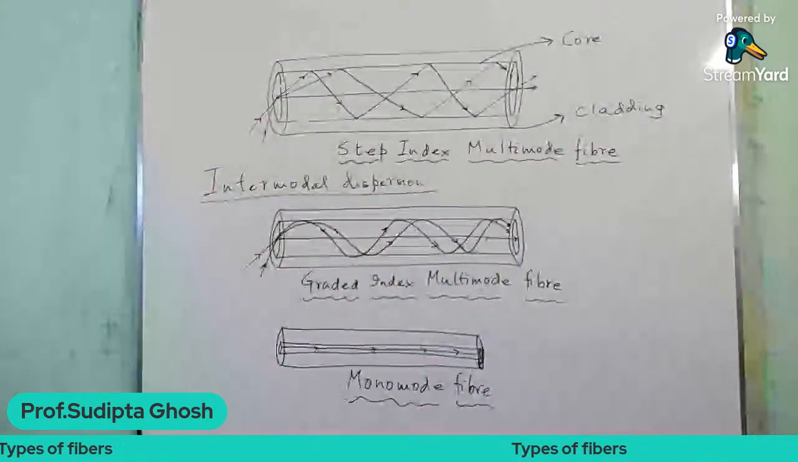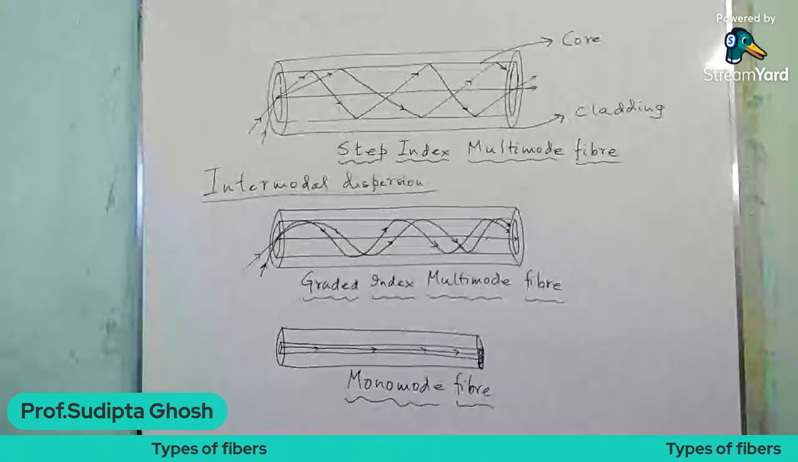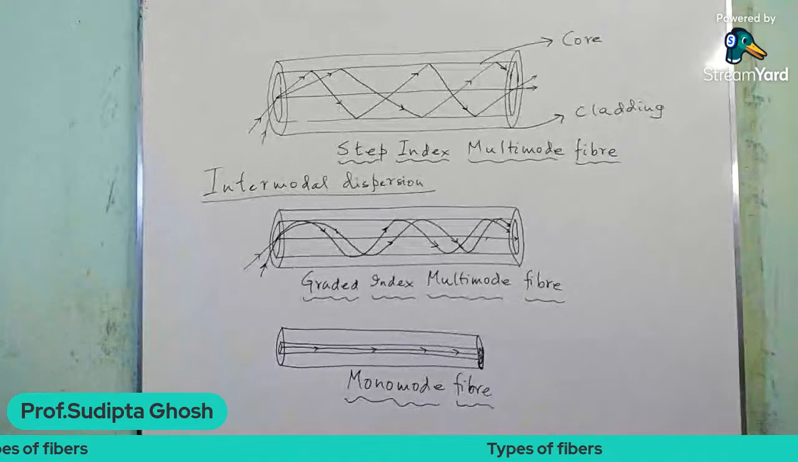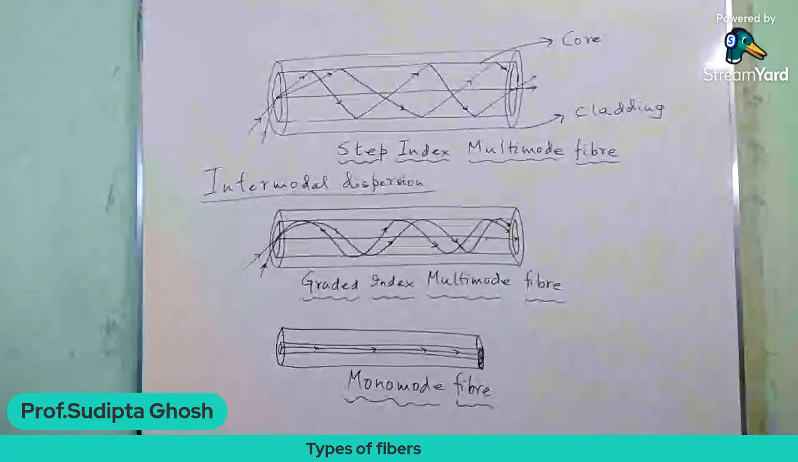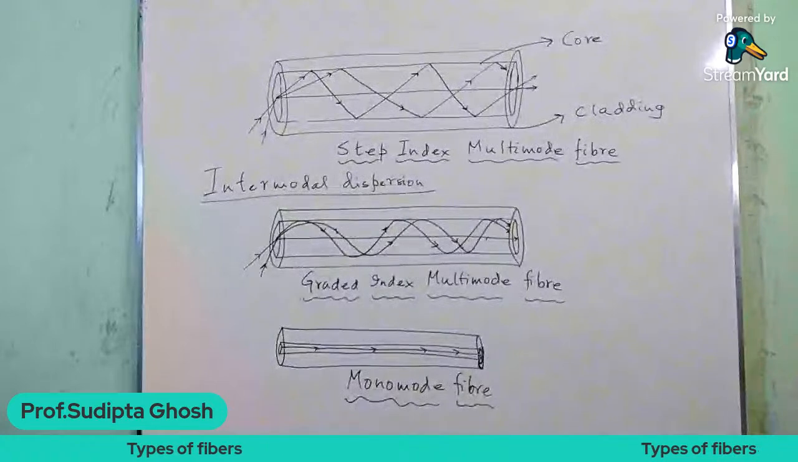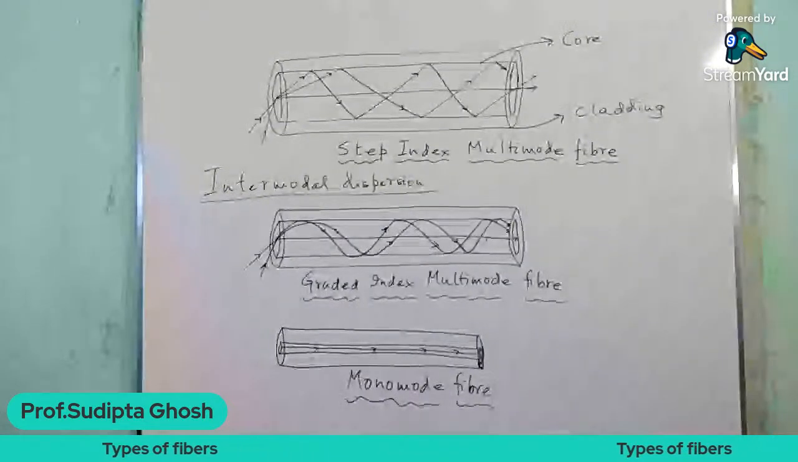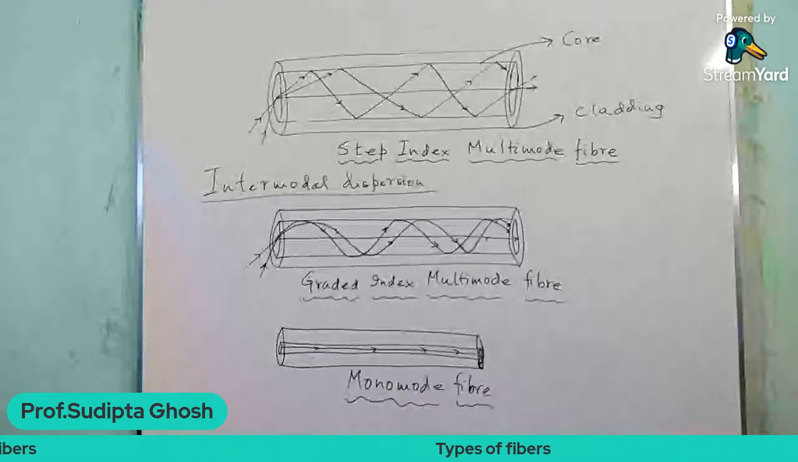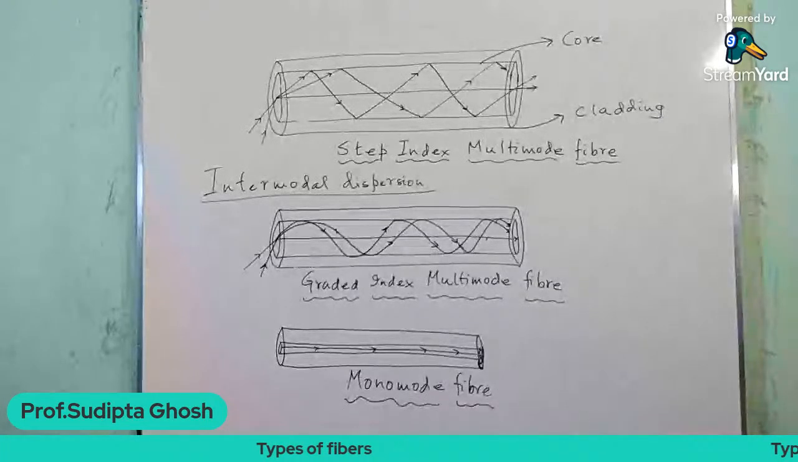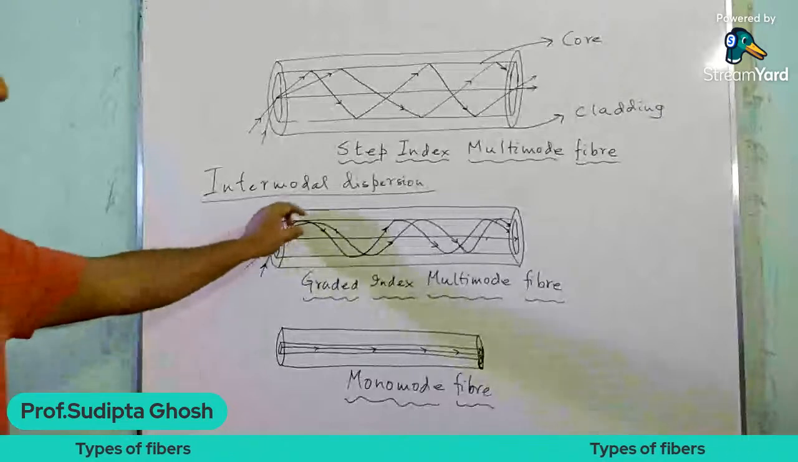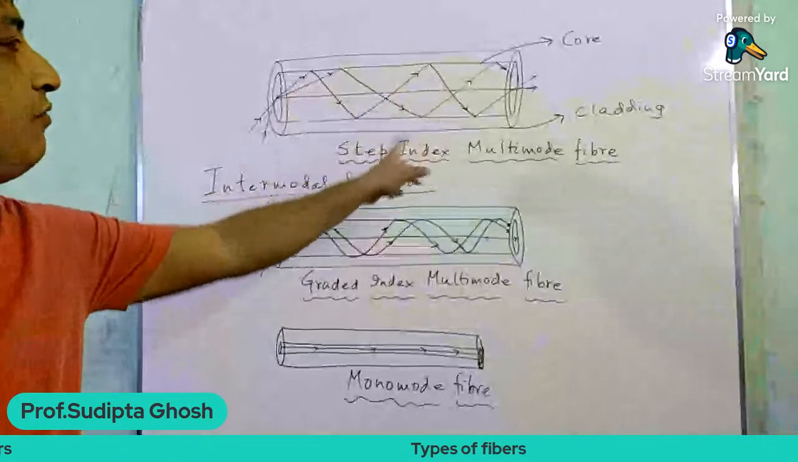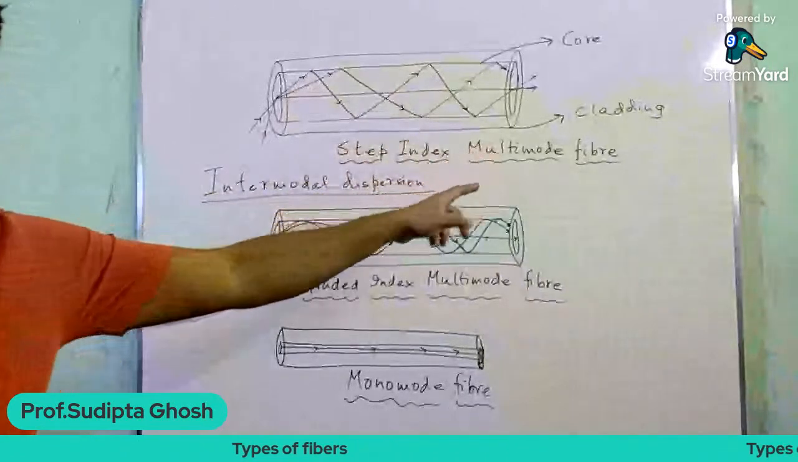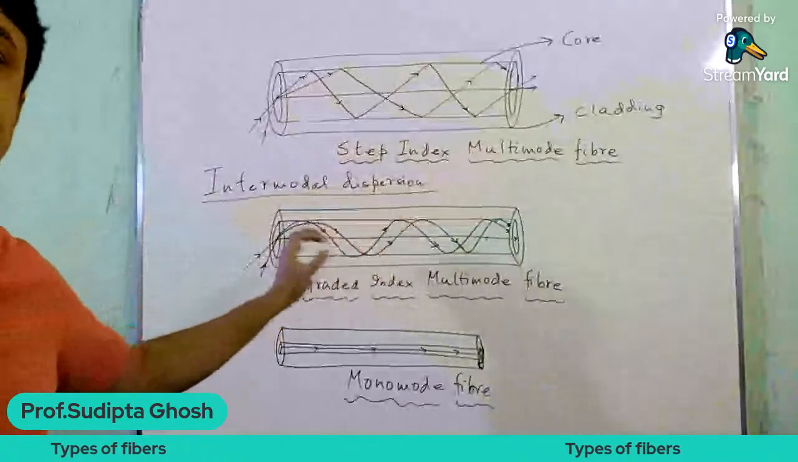Here you can see that there is a difference in transit time in the step index multimode fiber, but in the graded index multimode fiber, the problem of difference in transit time can be greatly reduced. How can it be reduced? Here the rays do not follow the zigzag paths as they followed in the step index multimode fiber. Why do these rays not follow the zigzag path?